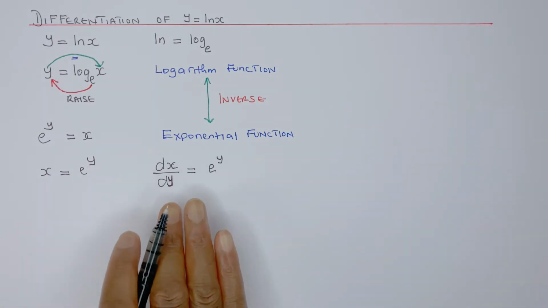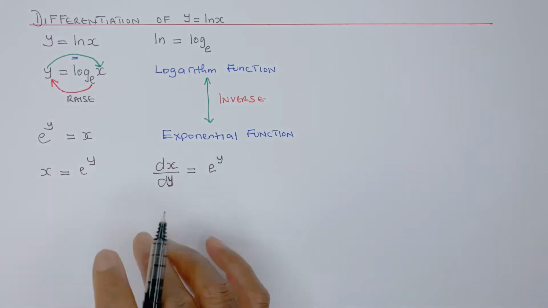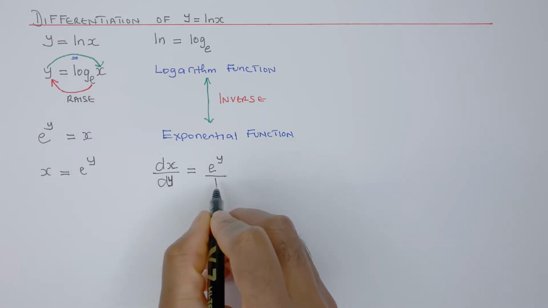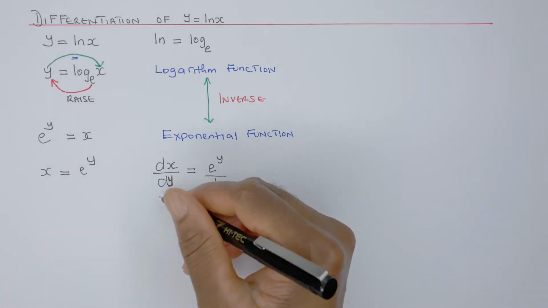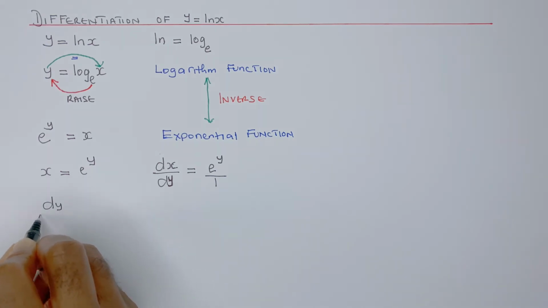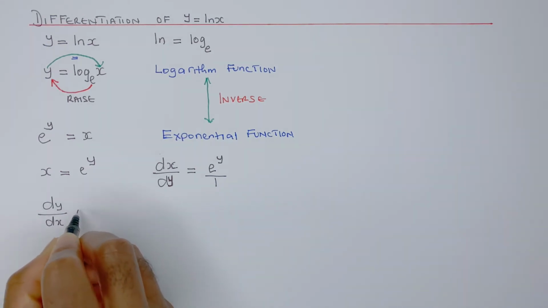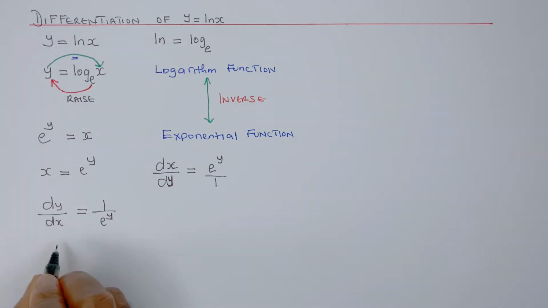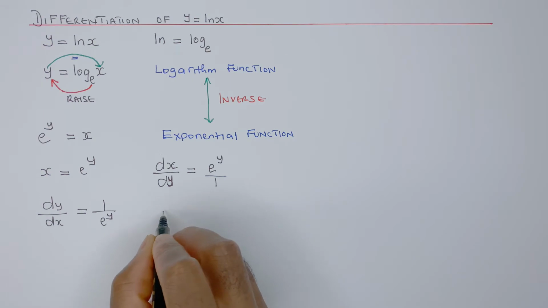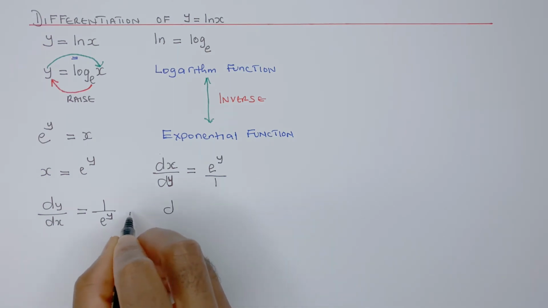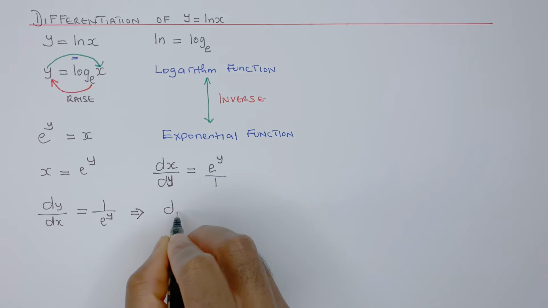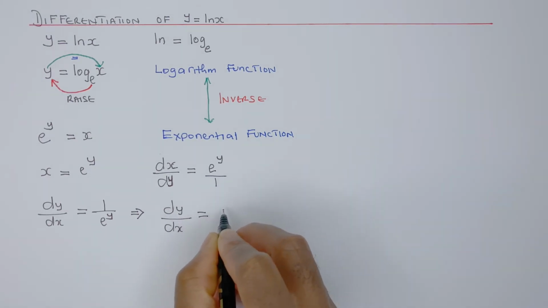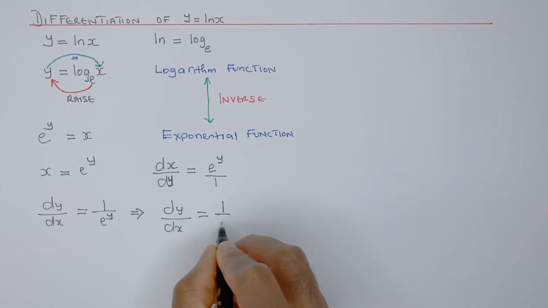Now, I do not need dx over dy. I need dy over dx. So I need to rearrange this. This is over 1, so what I need to do is flip this, and flip that. dy by dx equals 1 over e to the power of y. So now I've got my dy dx, which implies that dy dx will be equal to 1 over x.